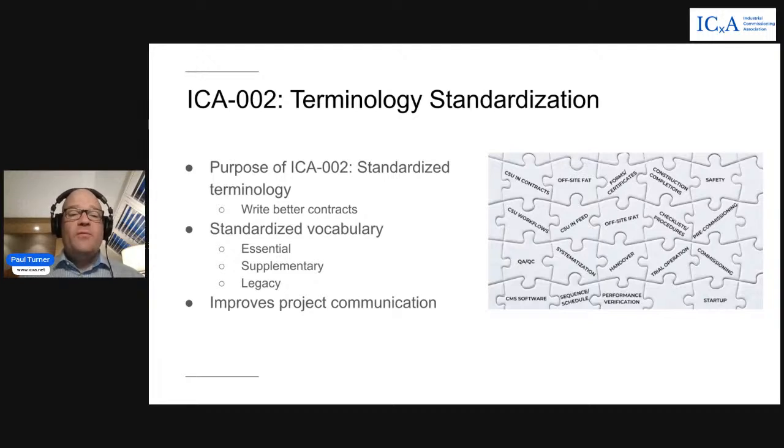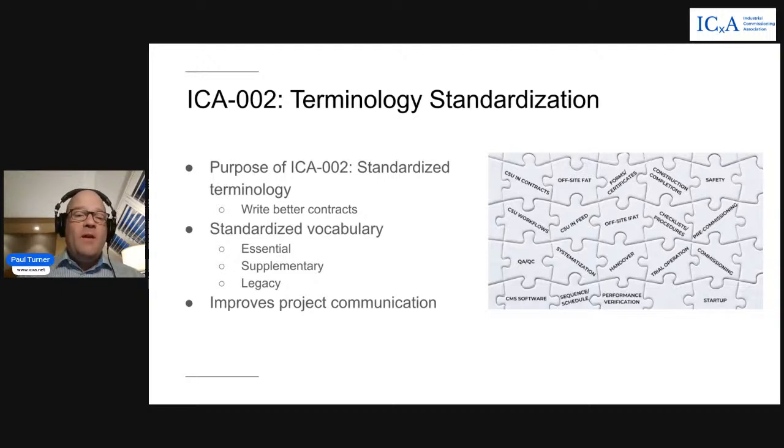So now, for the first time, there's a standard that exists on the terminology to be used. So we've put together this standardized terminology, and the intent really is to use this as a guide when you're writing your contracts for projects. This can be the standardized approach, the terminology that's included in contracts that can standardize the industry language to use.